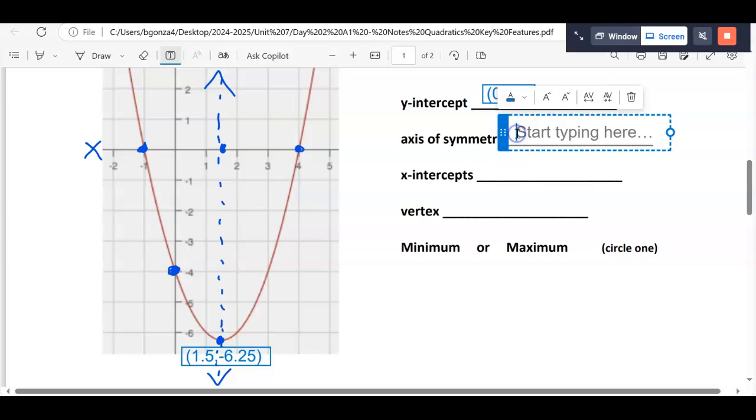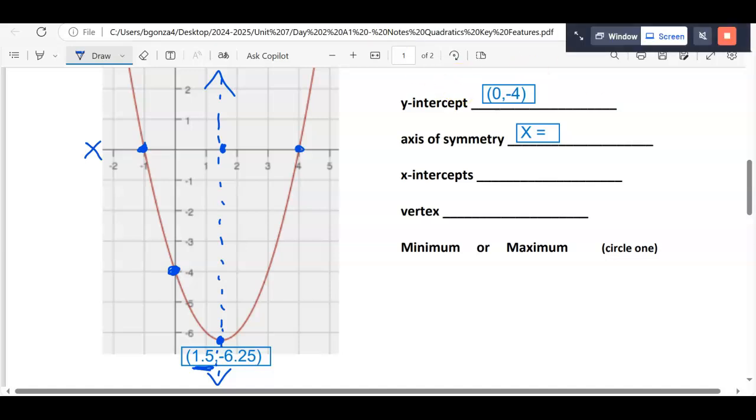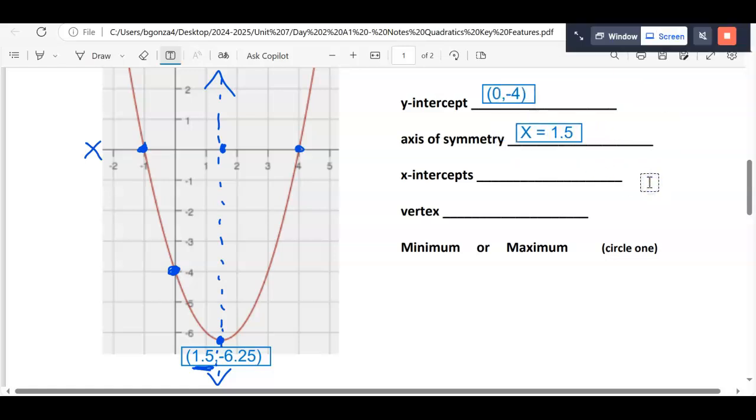So whenever you have a vertical line going through the x-axis, you're always going to write x equals. So for your axis of symmetry, it's always x equals, and it's going to be the x value of the vertex. What number is it going through on the x-axis? 1.5. This number right here. So whenever we write this, it's going to be x equals the x value of the vertex. Hear me say this. You have to write x equals. You can't just put 1.5 because it's a line. Lines have an equal sign equation.